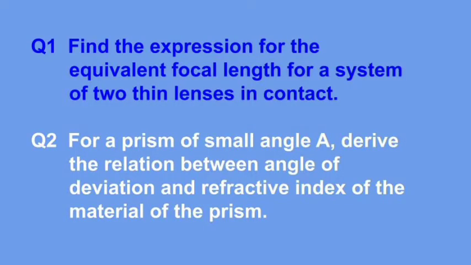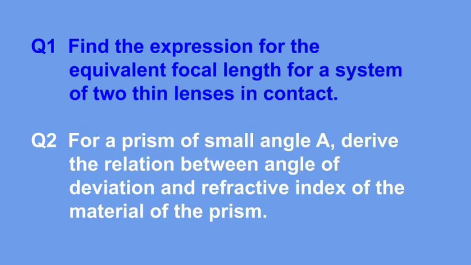Find the expression for the equivalent focal length for a system of two thin lenses in contact. For the answer of this question, you have to derive the expression 1/f = 1/f1 + 1/f2, where f is the equivalent focal length of the combination of thin lenses, which is also expressed as f = f1 f2 / (f1 + f2). The derivation you can find in the lesson of refraction by thin lenses.